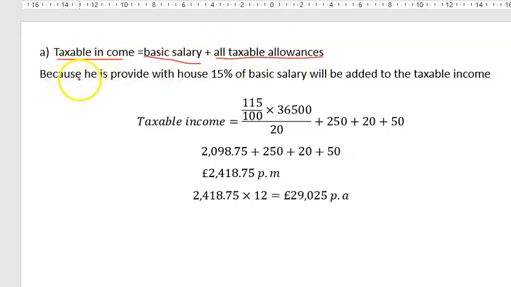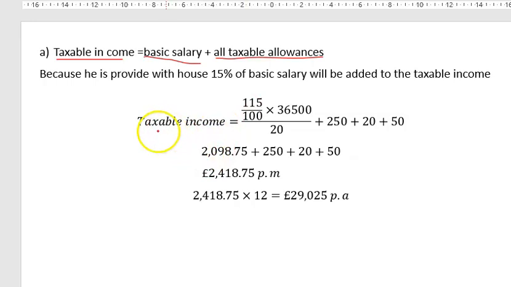Now, because this person is provided with a house, 15% of his basic salary will be added to the taxable income for the purpose of taxation. So if an employee is provided with a house, then 15% of his basic salary will be added to the taxable income for the purpose of what we call taxation.